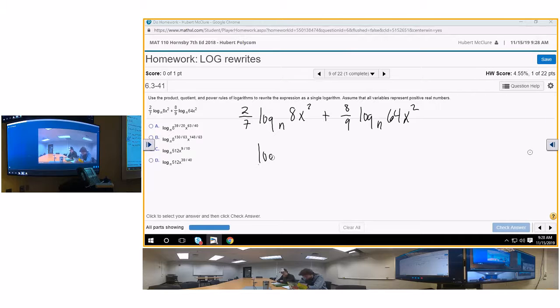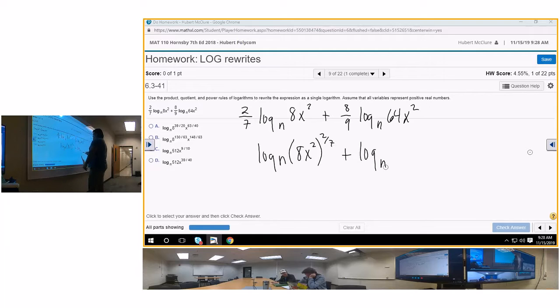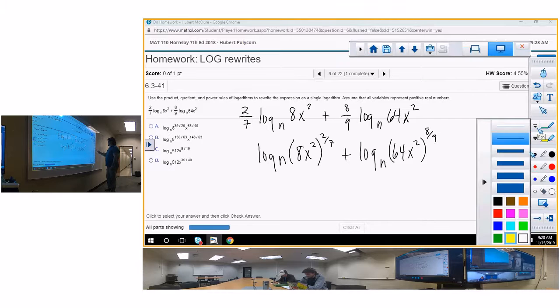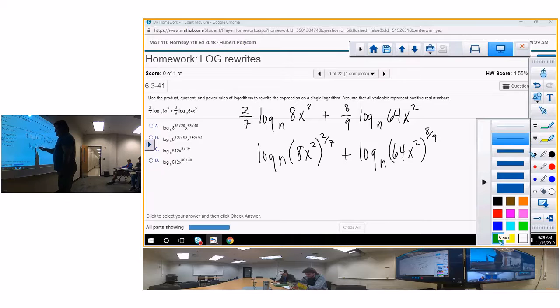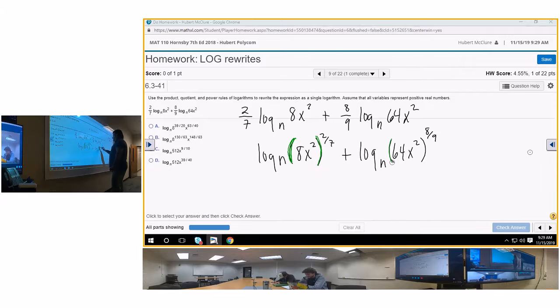Log base n of (8x squared) raised to the 2/7 power plus log base n of (64x squared) to the 8/9 power. Now notice what I did. What did I do? Somebody tell me what I did that some people don't do because they know everything. I put parentheses around the 8x squared and the 64x squared.